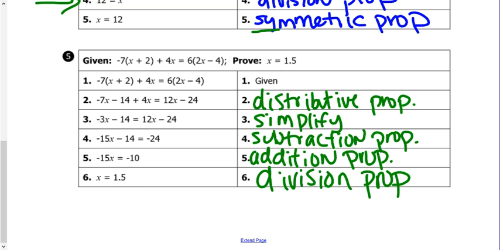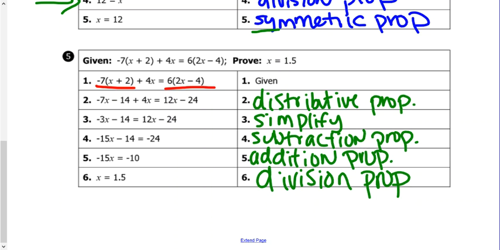The first, of course, we have our given. The second, we use the distributive property of equality. And notice how I did this distributing and this distributing. It's okay to do that because it has the same reason. I can do both of those steps in one line because they have the same reason, the distributive property.